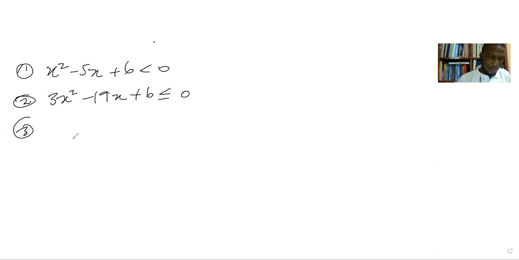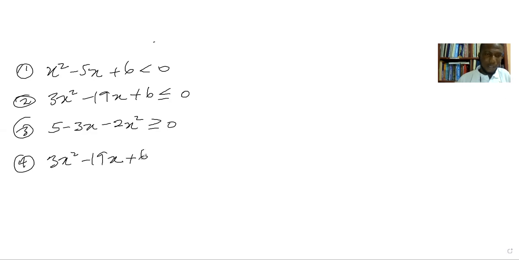Number 3 is 5 minus 3x minus 2x squared greater than or equal to 0. Then let's take the last one, question 4. 3x squared minus 19x plus 6 greater than 0.